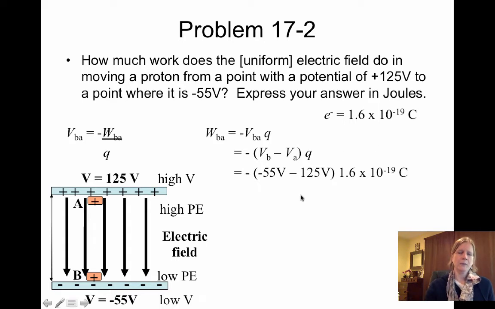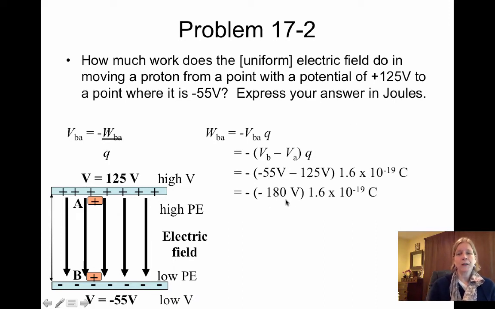First, I'm going to evaluate what this value is. Minus 55 minus 125 is going to be minus 180 volts. And so we might want to check and make sure that makes sense. We start from 125 volts. We're going from 125 volts down to 0, and then into the negative range down to minus 55 volts. So our total change in potential does indeed go through 125 to 0, down to minus 55, for a total drop of 180 volts. So that's what we see here, a drop or a decrease, a negative 180 volts.